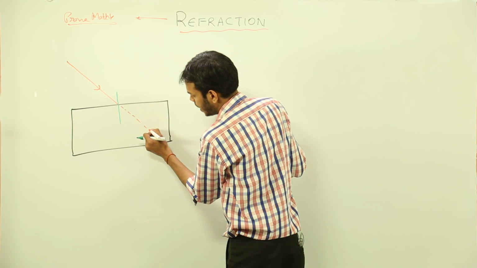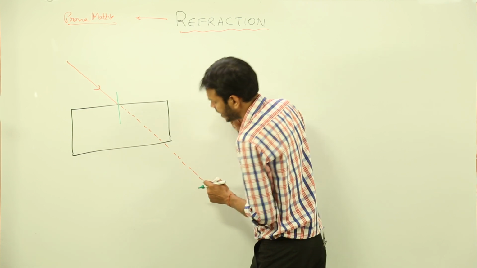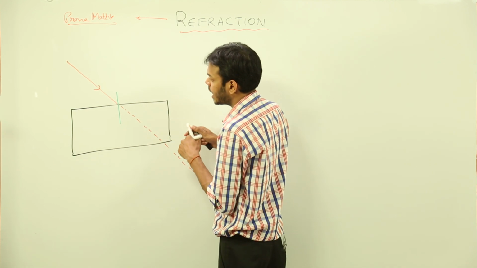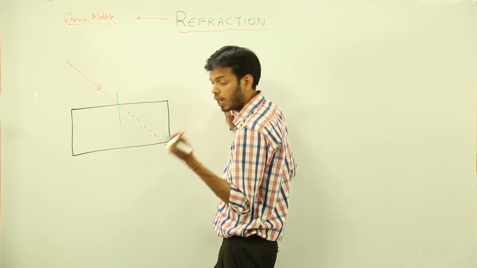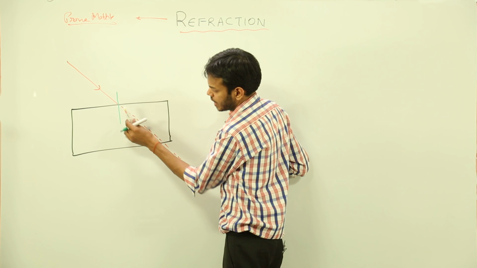This is my original path which was supposed to be followed if there is no denser medium. This light ray will what? Bend towards the normal, right? Like this. Towards the normal means in this direction.